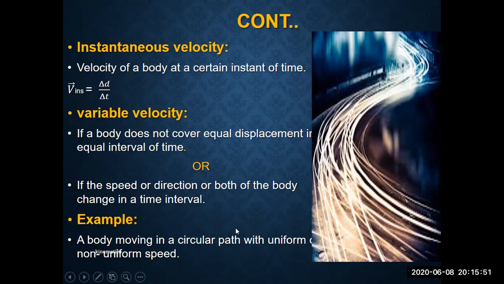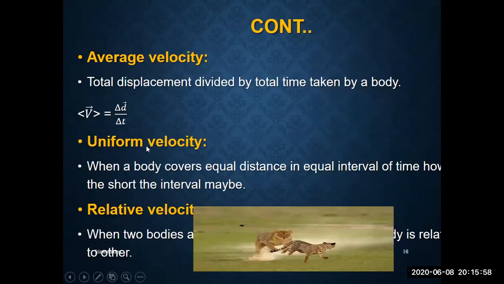So what's the example? A body moving in a circular path with uniform speed but non-uniform velocity. So what's the average velocity? Total displacement covered divided by total time taken by the body. That is average velocity. What's uniform velocity?